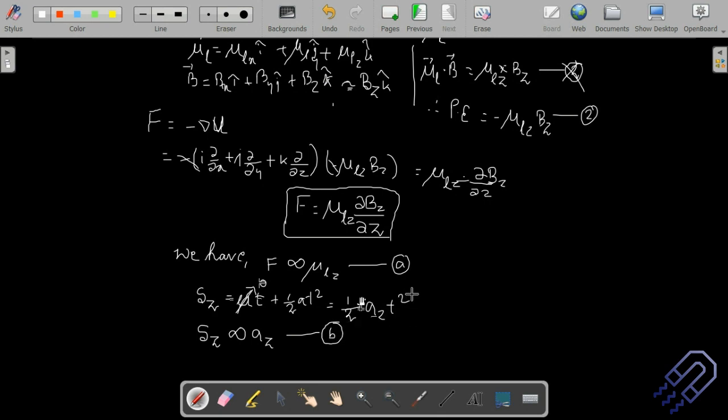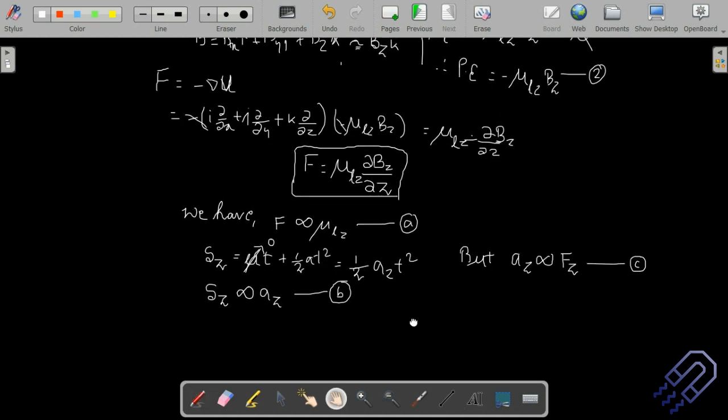And one more thing finally, which we know is, whatever may be the acceleration, it actually depends on what is the force that is being applied, what is the force that is acting on it. More the force, more would be the acceleration. That is something which you already know from our basics. So az is proportional to Fz, this is C. So we've got three relations here, A, B and C.